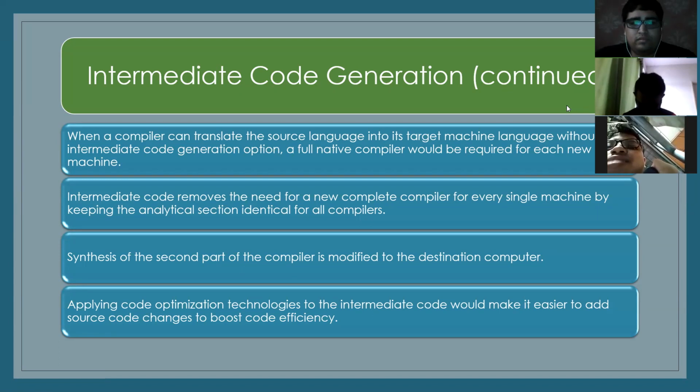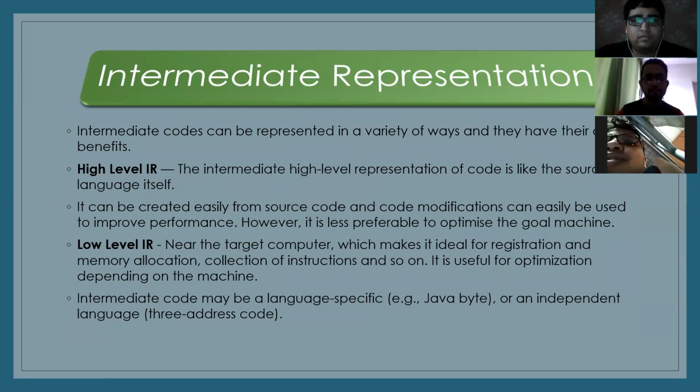Intermediate code generation: basically, a compiler translates the source language to the machine language. Then the intermediate code removes the need for a new complete compiler. Then it will synthesize the second part of the compiler to modify it to its destination in the computer. And lastly, it will apply code optimization to the intermediate code so that they can easily change the code and boost code efficiency. Next slide. Okay, intermediate code can be represented as a high level IR and low level IR. It also can be language specific or become an intermediate language like the three address code. Next slide.